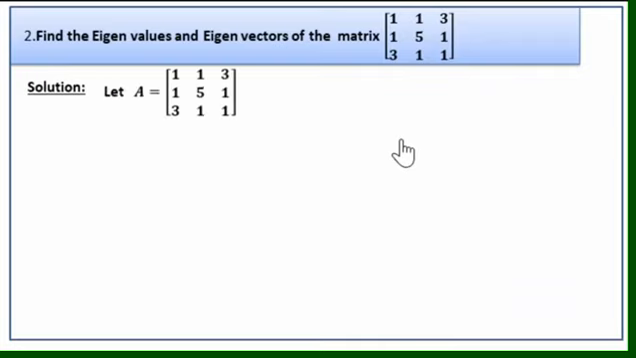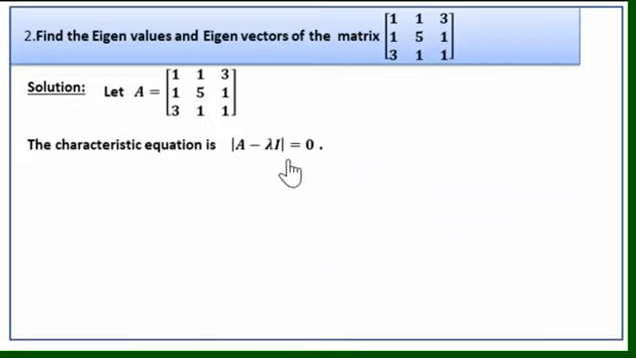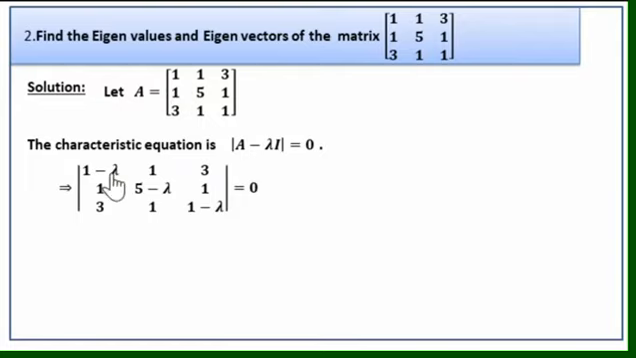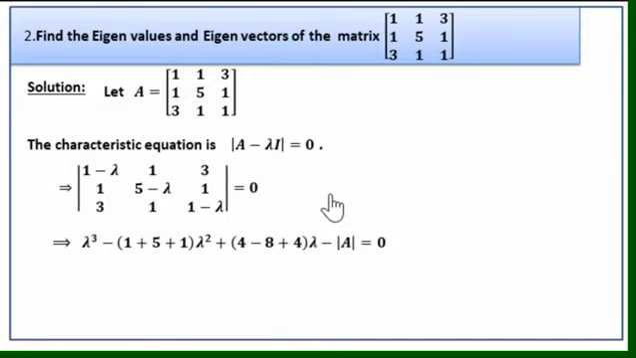So first call it A and then write the characteristic equation, determinant of A minus lambda I equal to 0. That is, from the diagonal entries subtract lambda, we get 1 minus lambda, 5 minus lambda, 1 minus lambda, and the remaining entries are written as they are. So we can write lambda cube minus, the second term containing lambda square, its coefficient is the sum of principal diagonal elements of A, that is 1 plus 5 plus 1, plus next we have the term containing lambda, its coefficient is the sum of minors of 1, 5, 1.